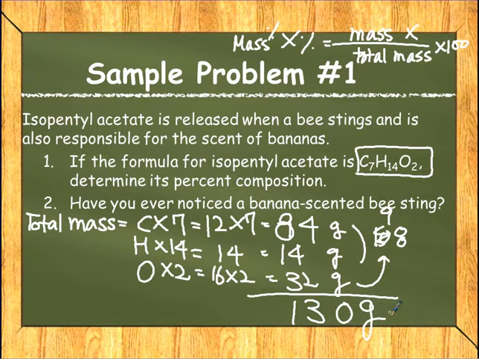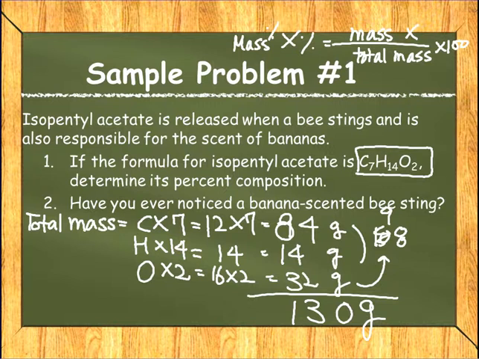Can everyone confirm that? 130 grams. That's the mass of what? The total, right? That's the total thing. So I'm going to replace this part. Can I erase it? Not yet? Okay. So the mass of 7 carbon, 14 hydrogen, and 2 oxygen all add up together to 130. And that's exactly what we did on Monday, where we found the molar mass, right?